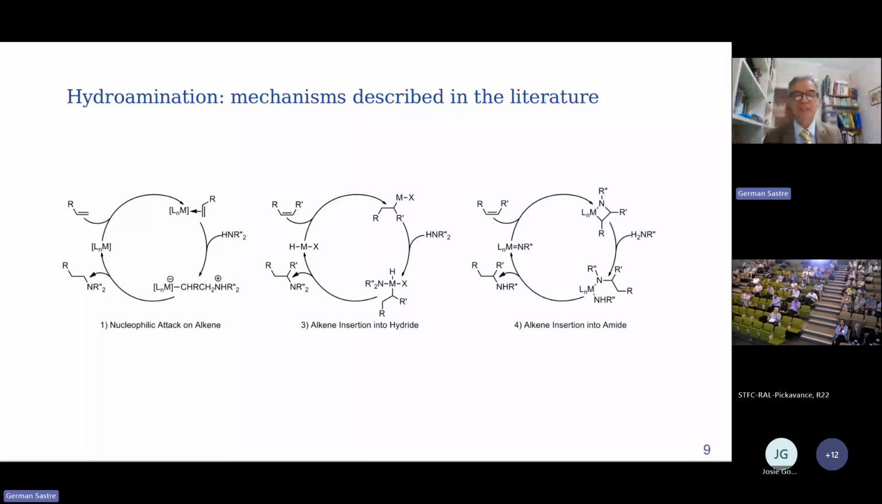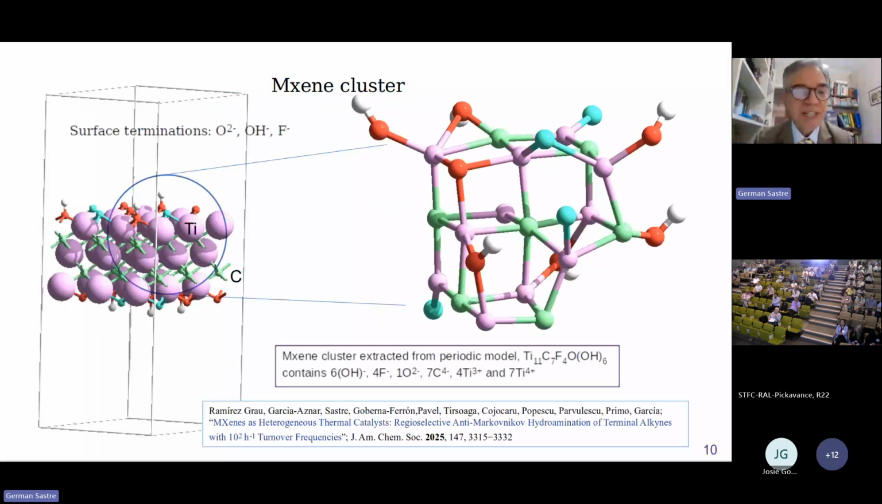So there is a competition who is taking the metal, either the carbon-carbon double or triple bond, or the lone pair of nitrogen. This is an important viewpoint to take into account how this reaction operates.